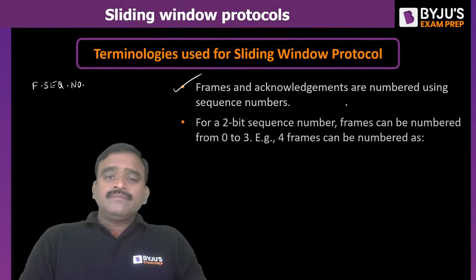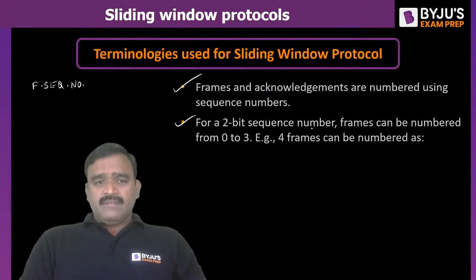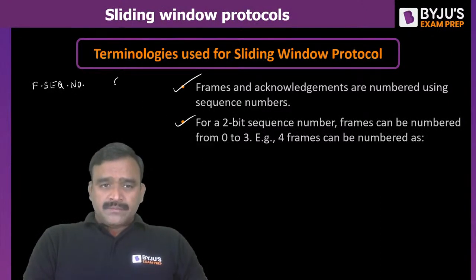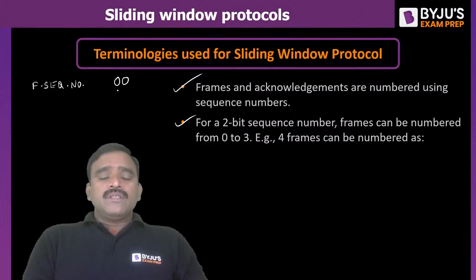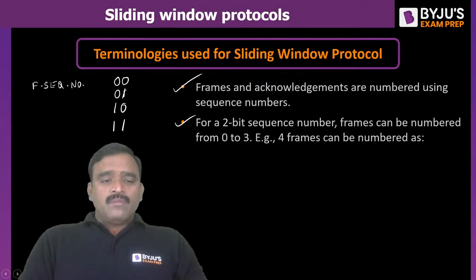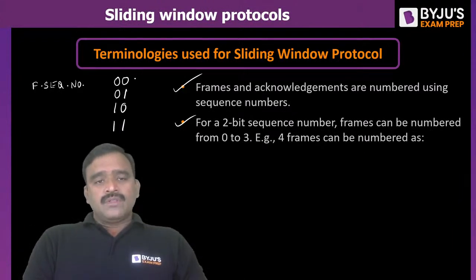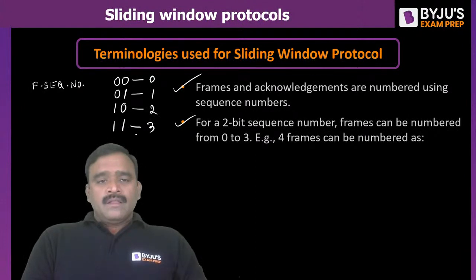For instance, if I am using a 2-bit sequence number, using 2 bits we can have 00 as one number, 01 as one number, 10 as one number, 11 as one number. So we can have 4 numbers. If you convert each into decimal, 00 is 0, 01 is 1, 10 is 2, and 11 is 3. Only 4 numbers we can use: 0, 1, 2, 3.